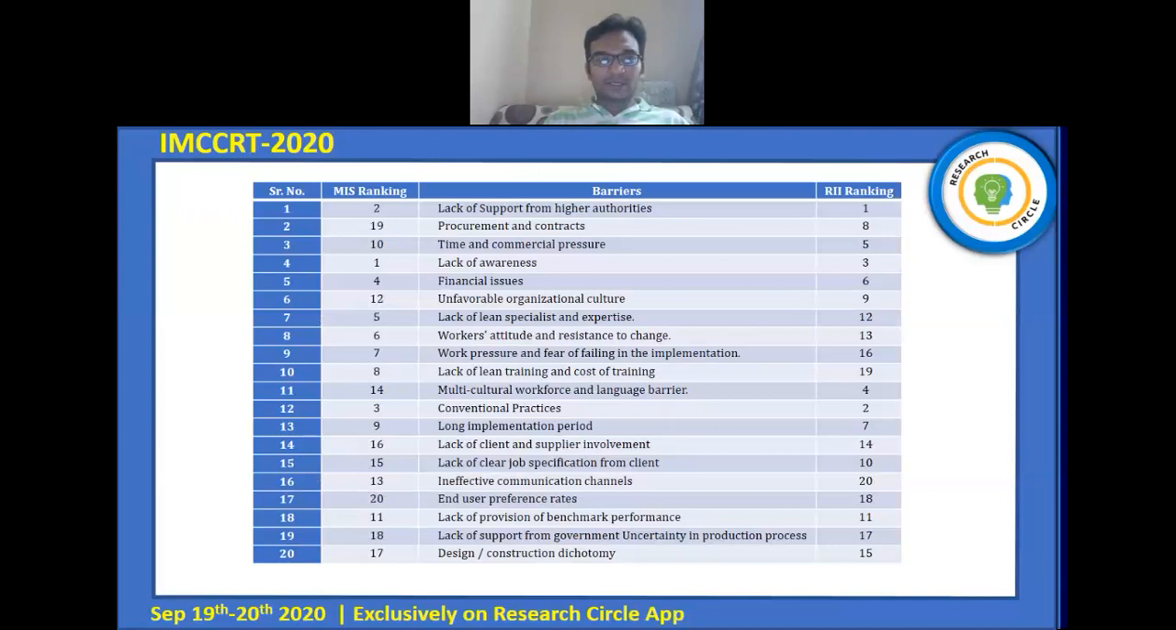Here is the comparison matrix. You can see that one barrier is the lack of support from higher authorities. According to relative importance index, that is the first, but according to mean item score, that is the second one. So here is the comparison chart of RII and MIS ranking.